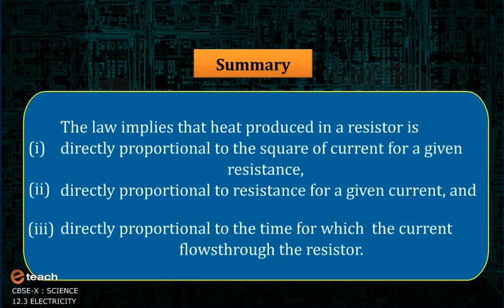The law implies that heat produced in a resistor is, first, directly proportional to the square of a current for a given resistance. Second, directly proportional to resistance for a given current. And third, directly proportional to the time for which the current flows through the resistor.